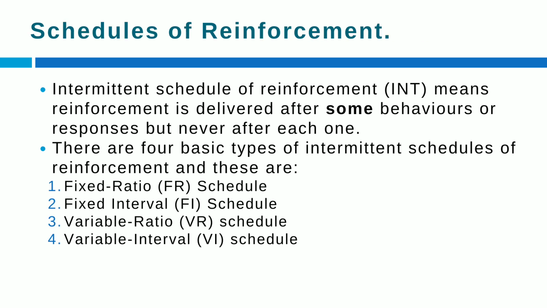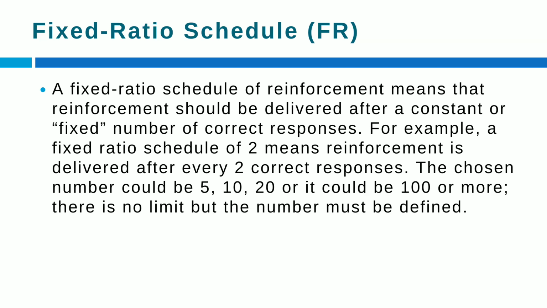Intermittent schedule of reinforcement. Intermittent schedule of reinforcement, INT, means reinforcement is delivered after some behaviors or responses but never after each one. There are four basic types of intermittent schedules of reinforcement, and these are: fixed ratio, fixed interval, variable ratio, variable interval.